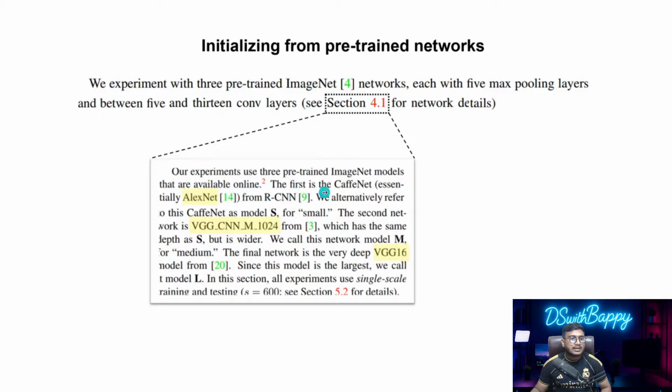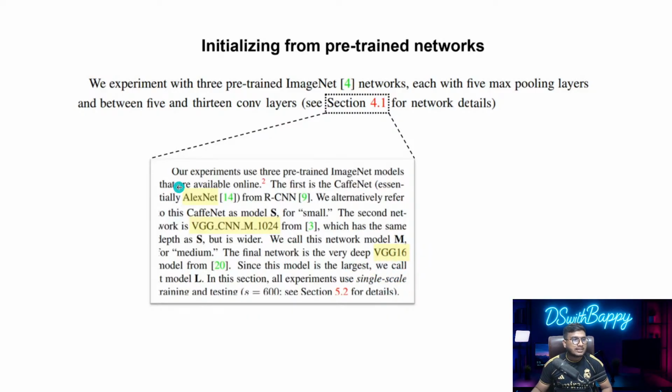The first is the CaffeNet they're using. Then the second one they're using is AlexNet. Essentially, there is another name for AlexNet called CaffeNet, so you can also call it CaffeNet from RCNN. Then we alternatively refer to the CaffeNet as model S, for small. The second net works with VGG CNN. That means they're using something called a VGG network. Then the other model they're using is VGG 16.